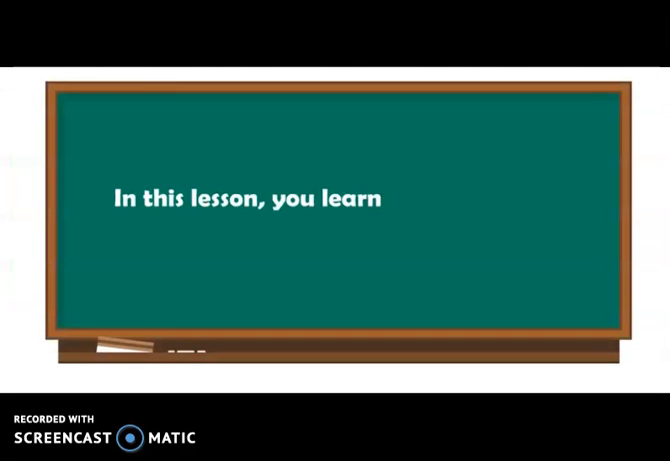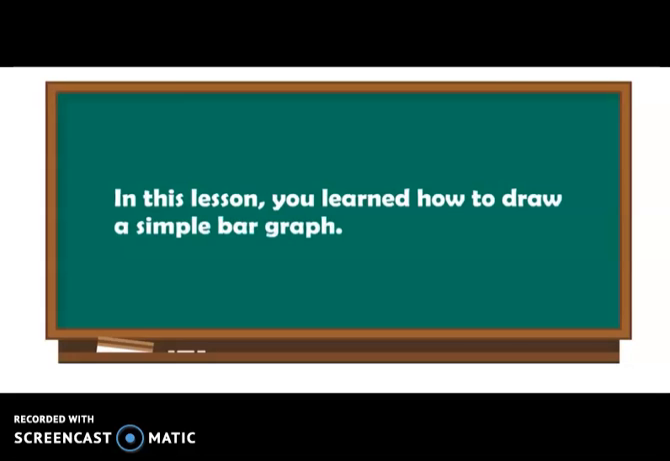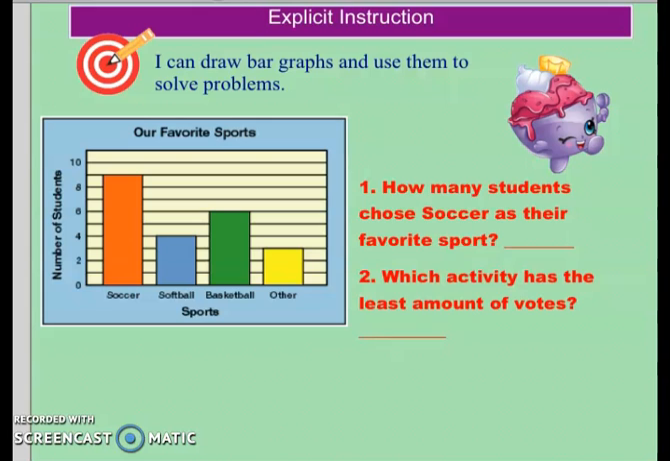In this lesson, you learned how to draw a simple bar graph. So now that we know how to read and create a bar graph, let's use a bar graph to answer some questions. Here we have a bar graph of our favorite sports. We have on the side the number of students who voted on their favorite sports, and on the bottom we have listed all of the different sports: soccer, softball, basketball, and other, which could be a variety of different sports.